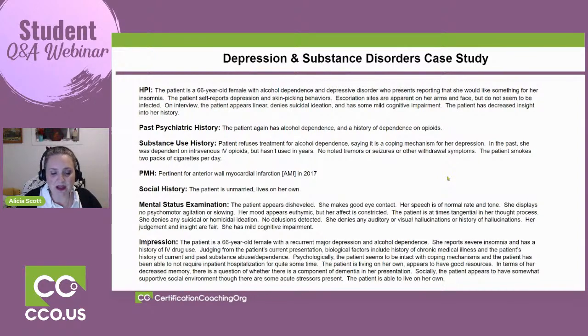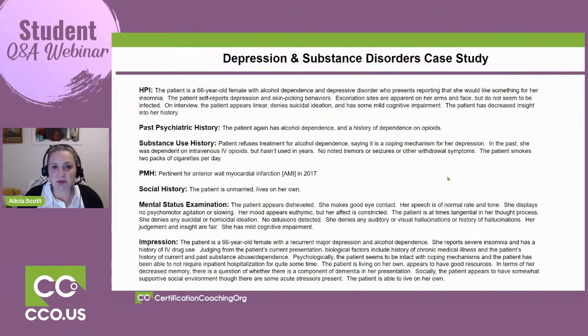Mood appears euthymic. I can't say that very well, but her affect is constricted. The patient is at times tangential in her thought process. She denies any suicidal or homicidal ideations, no delusions detected. She denies any auditory or visual hallucinations or history of hallucinations, because that's built into some of those codes. And her judgment and insight are fair. She has mild cognitive impairment. So again, that has been reiterated from the HPI.